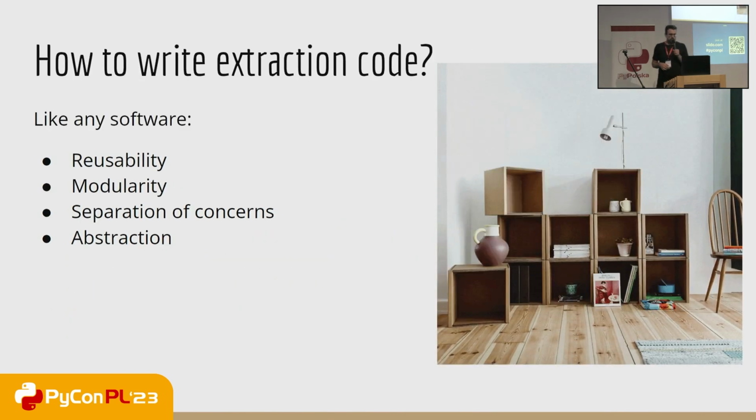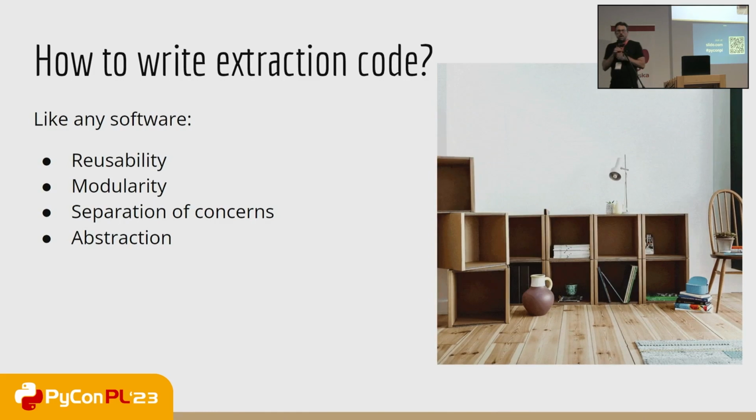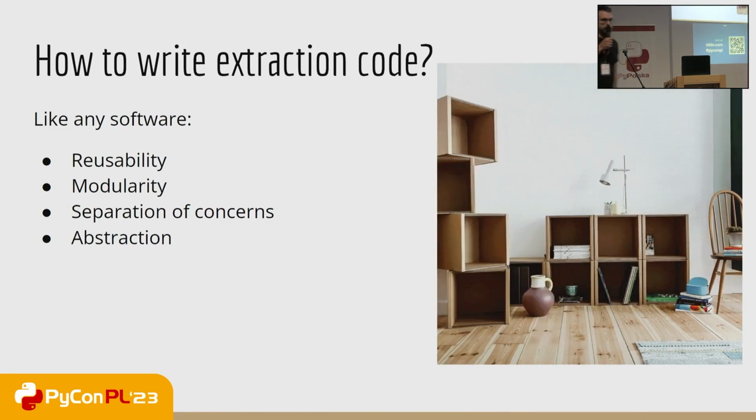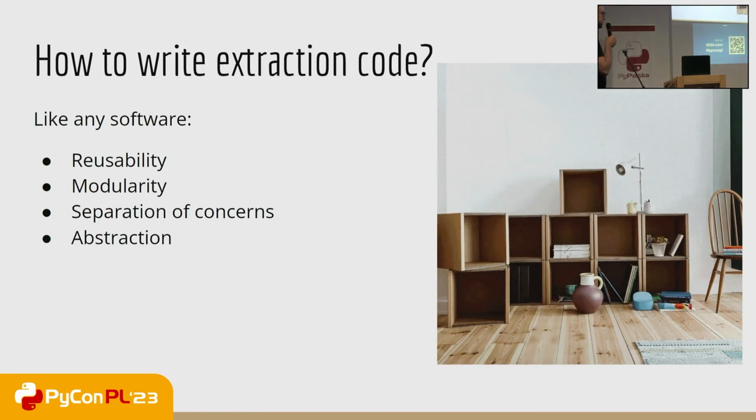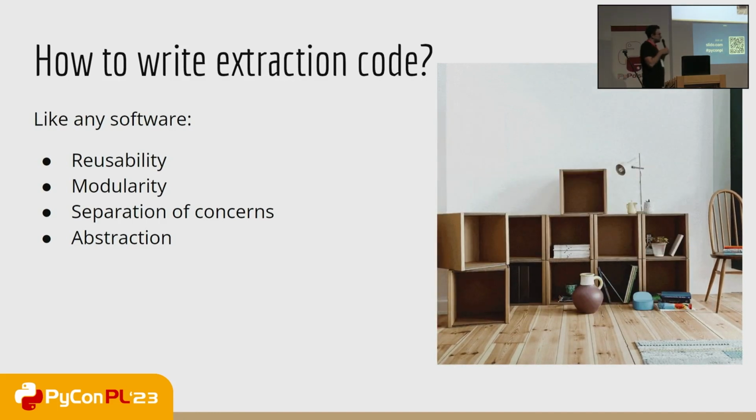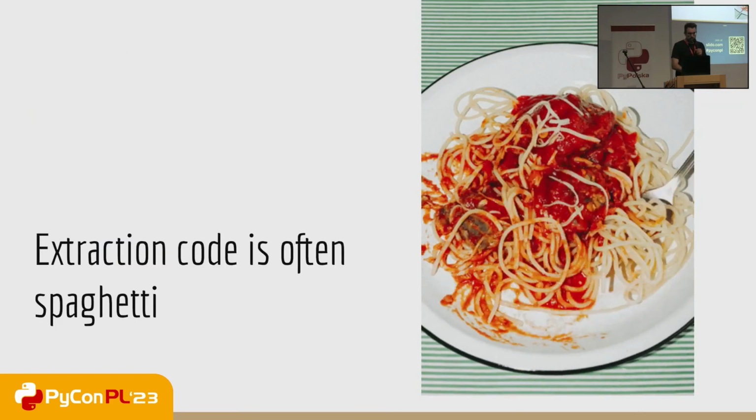So the question is how to write this extraction code. Well, the answer is probably like any other good code: reusability, modularity, separation of concerns, and abstraction. Those are the basic things. But in practice, how do people write extraction code?